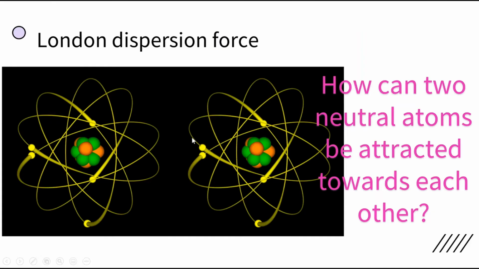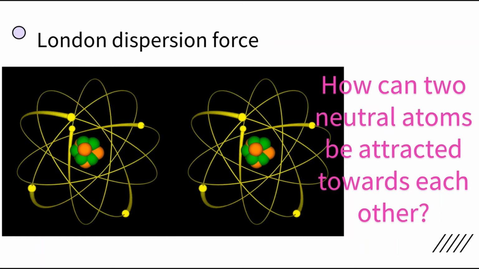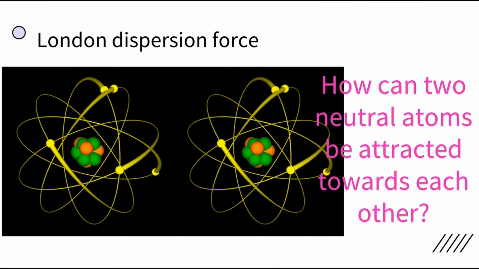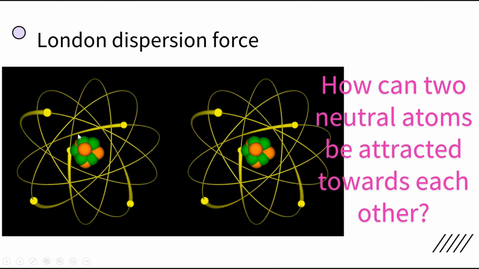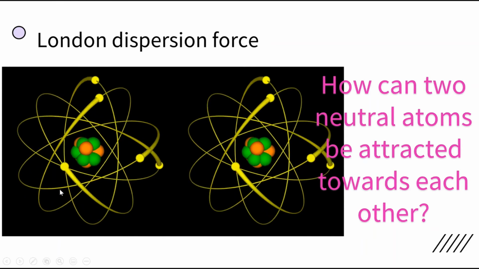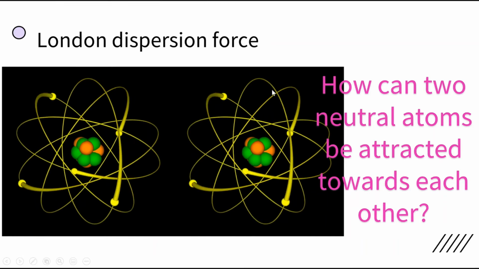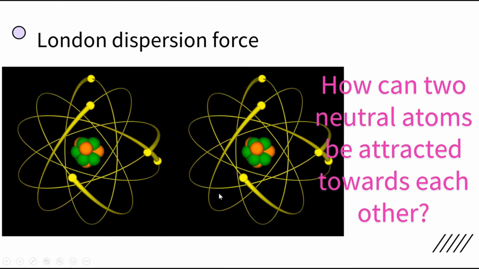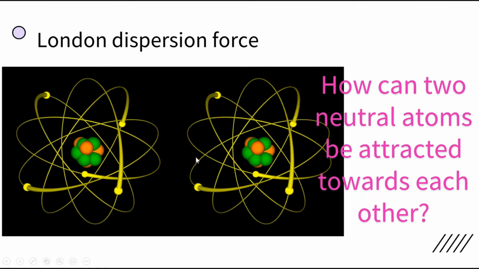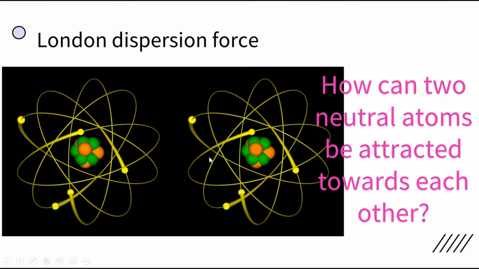Let's start with a neutral atom. That is, it has the same number of protons and electrons. So it also has an electron cloud. If you go deep into an atom, how does an atom look? It has a nucleus and the electron cloud is outside. Similarly, there is a neighboring atom which also has an electron cloud outside it. So how can the two neutral atoms be attracted towards each other? That's what London dispersion forces explain.